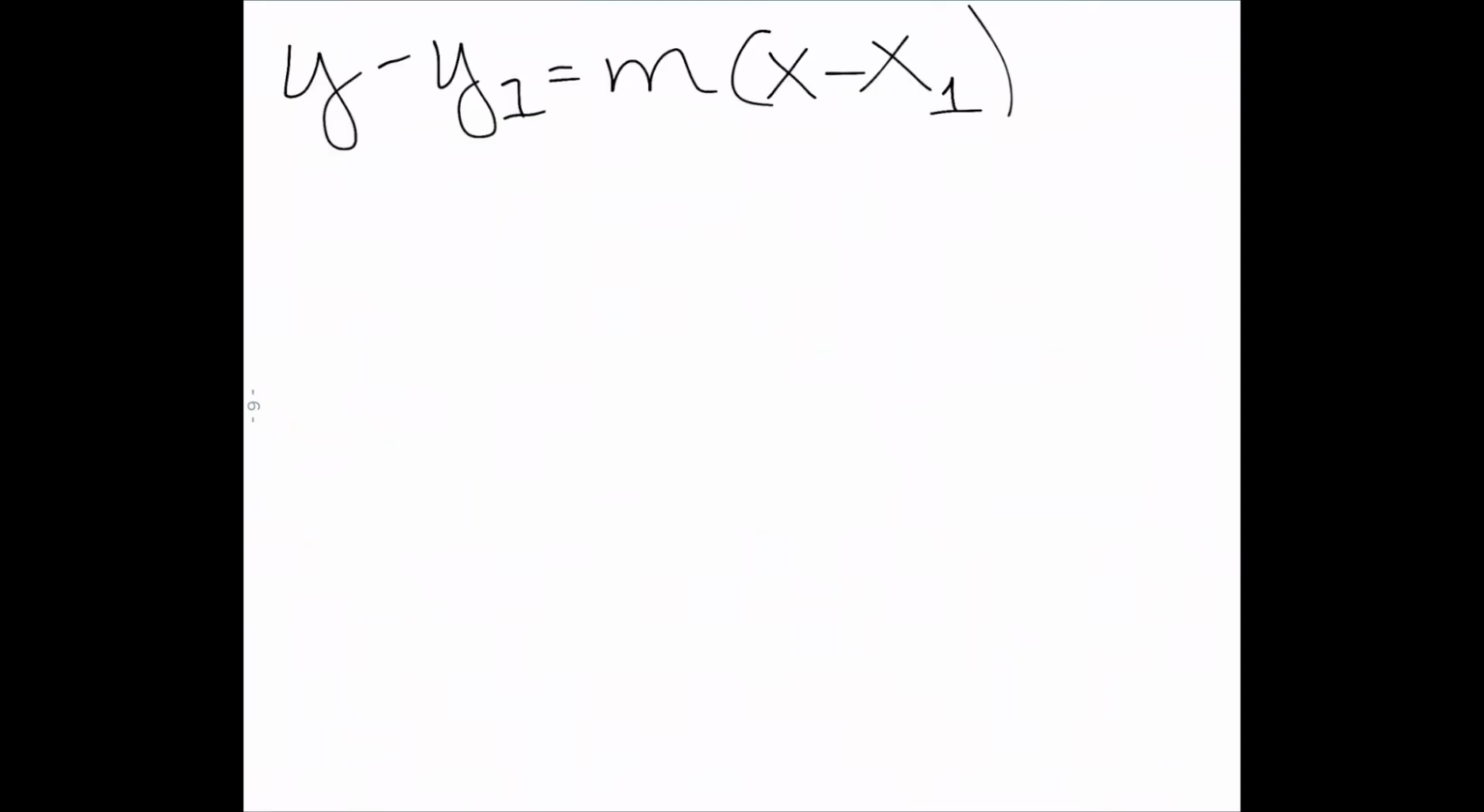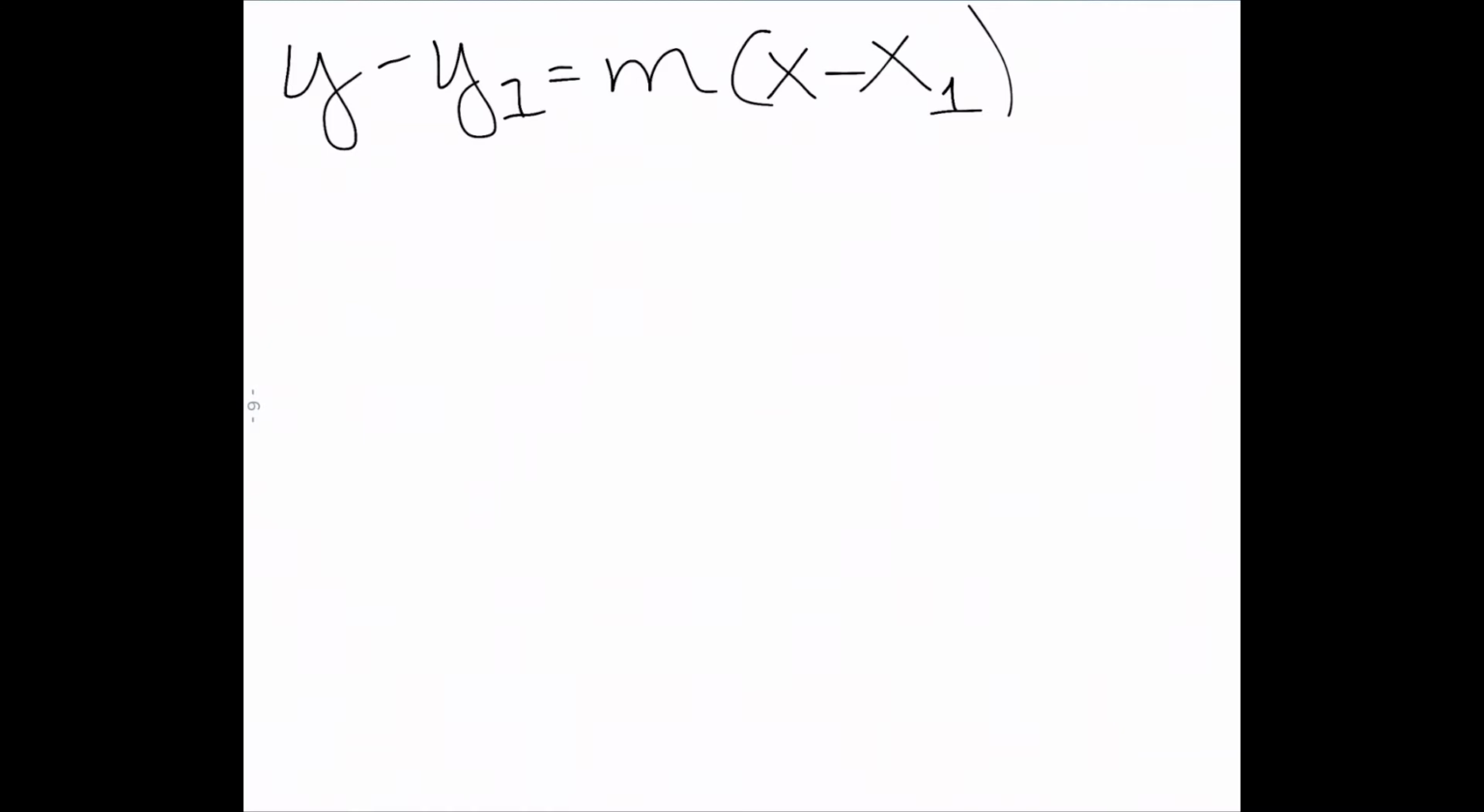Now that we've looked at slope, we want to be able to get the equation of a line. We can do this given 2 pieces of information, the slope and a single point. This is called the point-slope equation of a line: y minus y1 equals m times x minus x1. m is the slope, and x1, y1 is the point that we have.